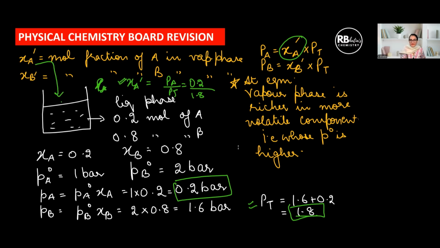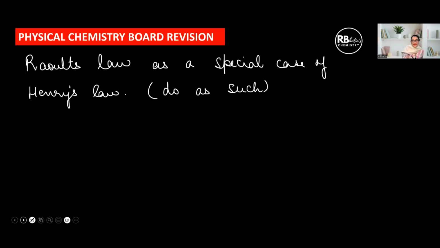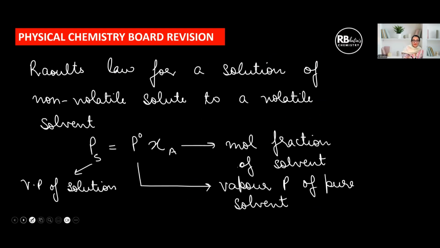Okay, this is the gist of all the kinds of numericals that can be asked. And then there's one line given at the end of a numerical in your book. At equilibrium, vapor phase is richer in more volatile component. More volatile component means whose P naught is higher. So just keep these points in mind. Then Raoult's law is a special case of Henry's law. Do this as such as given in NCERT.